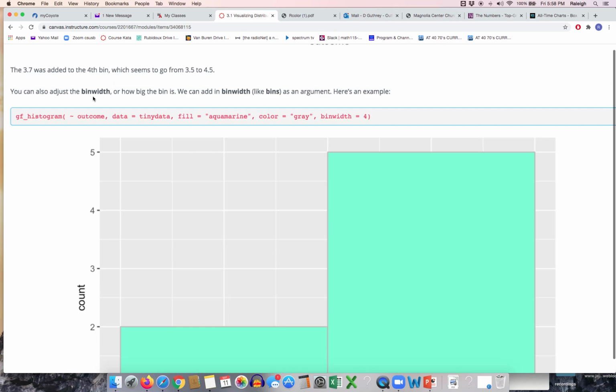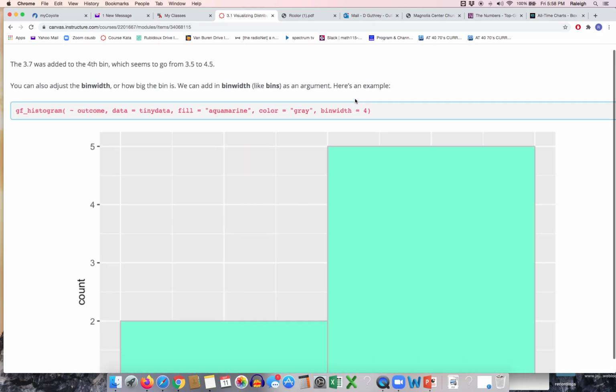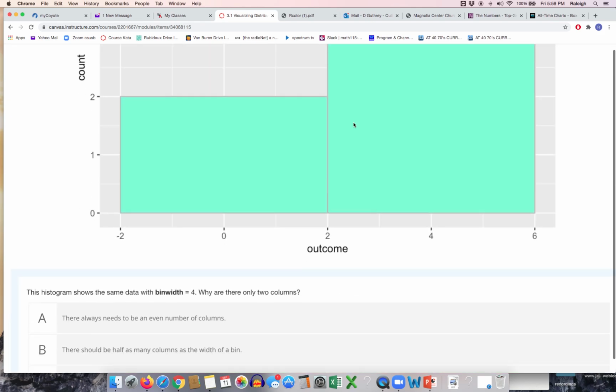Now, what if we adjusted the bin width to see how big the bin is? And this time they only picked, well, 4. So we could pick a width of 4. So that's called bin width, not bin numbers, but bin width. So that'll say how big the bin is, how wide the bin is. So we have a length of 4.